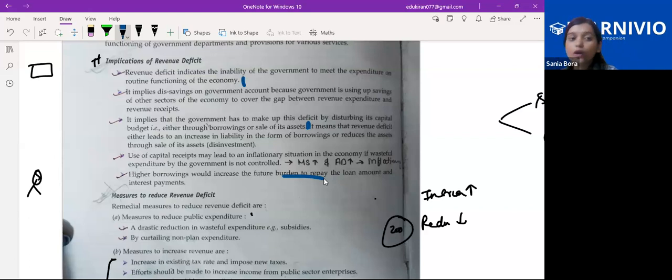So you got it. When we say revenue deficit, first of all, revenue deficit implies that the government is not capable enough to get revenue as compared to its expenditure.